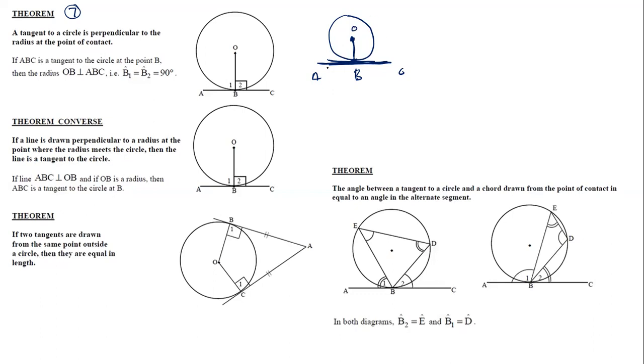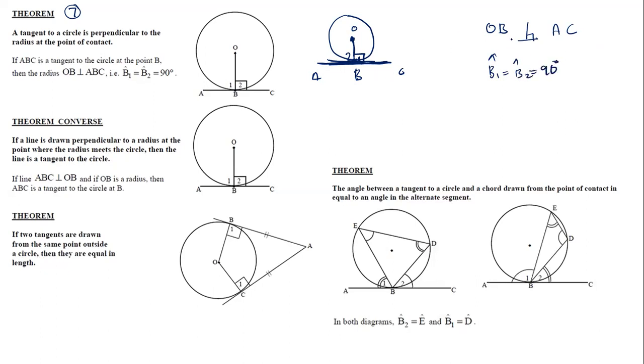What does this mean? If you have something that looks like this, that means OB, which is this line, will act perpendicular to AC. That means here, we're going to have 90 degrees. Why do we say OB is perpendicular to AC? If OB is perpendicular to AC, I'll call this angle B1 and this one angle B2. I will say angle B1, or you can say angle B2, is equal to 90 degrees.